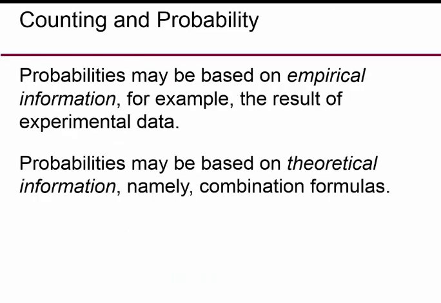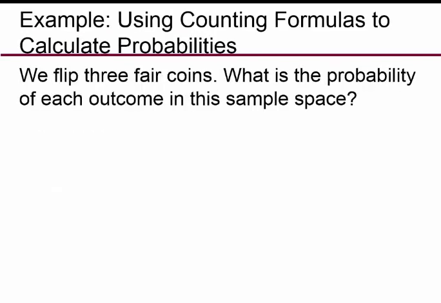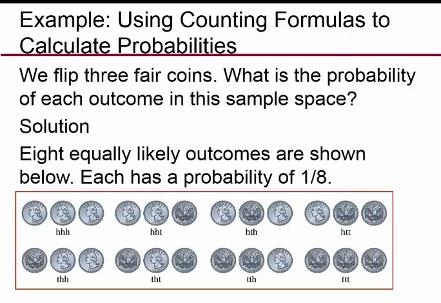Now, probabilities may be based on empirical information, for example the result of experimental data, or probabilities may be based on theoretical information, namely combination formulas. So if we flip 3 fair coins, what is the probability of each outcome in this sample space? Each of the equally likely outcomes is shown below, and each has a probability of 1/8. You can see we flip 3 coins. We can go all the way from H, H, H to T, T, T. And this is the same sample space as for the 3 children.